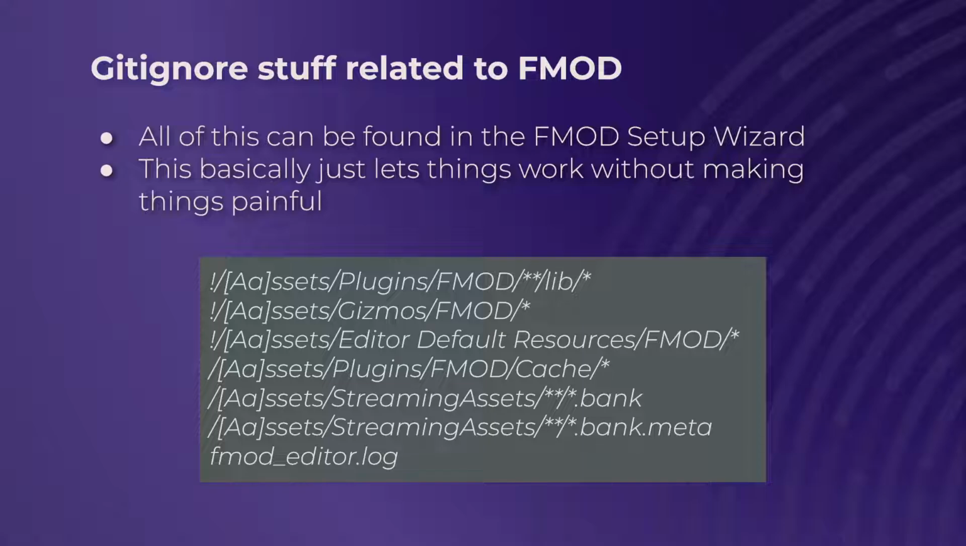Now onto the git ignore stuff. All this can be found in the FMOD setup wizard, and this is basically just letting things work without making things too painful. I'm not going to dwell on this slide too much. You don't need to copy this down. Like I said, it's all in the setup wizard, so you can just copy and paste that. But yeah, the shorthand of it, it just keeps things working without a billion commits every time.